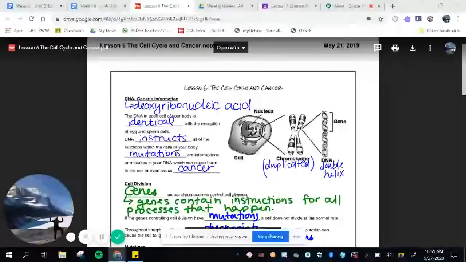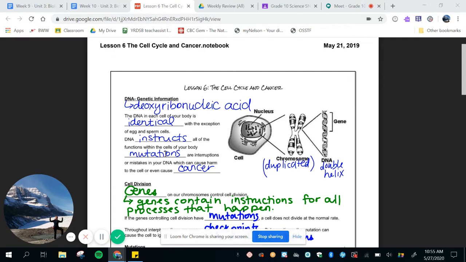Really important are the times when we do have mistakes in the DNA. We call those mutations. Mutations might have no effect at all. Many of our cells have mutations and nothing negative happens to us. But in some cases, they can lead to cancer. And so we're going to talk about how that can happen here. You're going to do a bit more research on that in that little assignment that I mentioned.